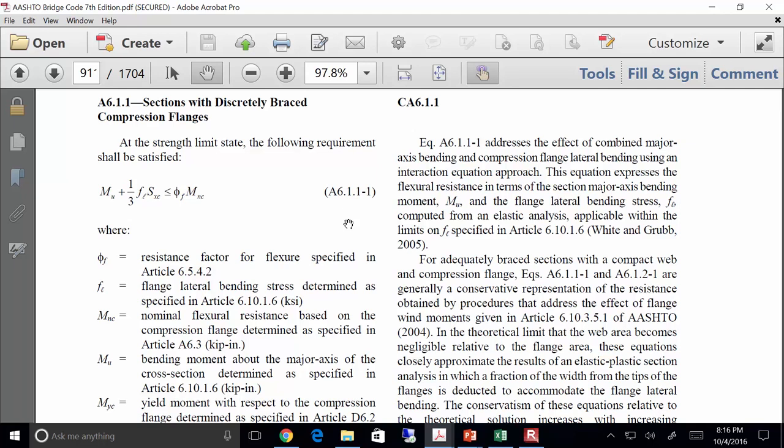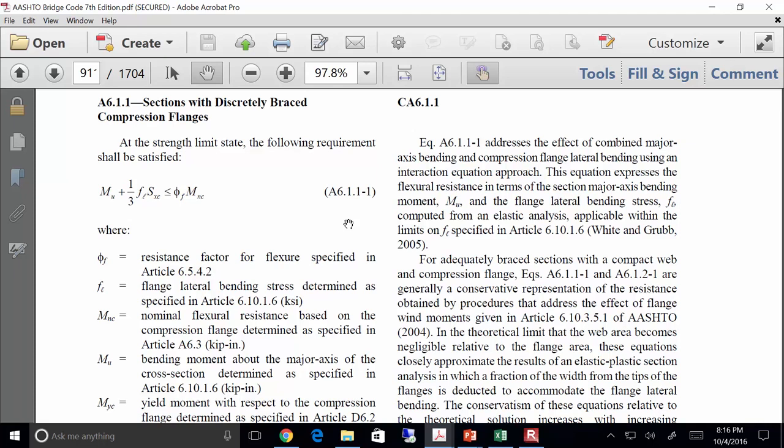A lot of the limit state checks that we're going to do at the strength limit state are all based on the 1/3 rule. It's kind of the one idea that ties together all the capacity checks. And I know it seems anticlimactic, but it's actually really important because this was one of the ways that the spec can handle straight beams and curved beams all the same way.